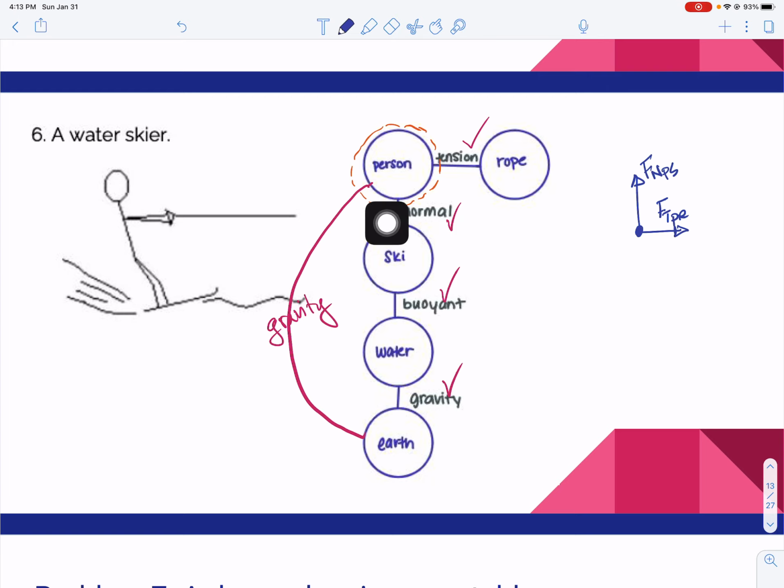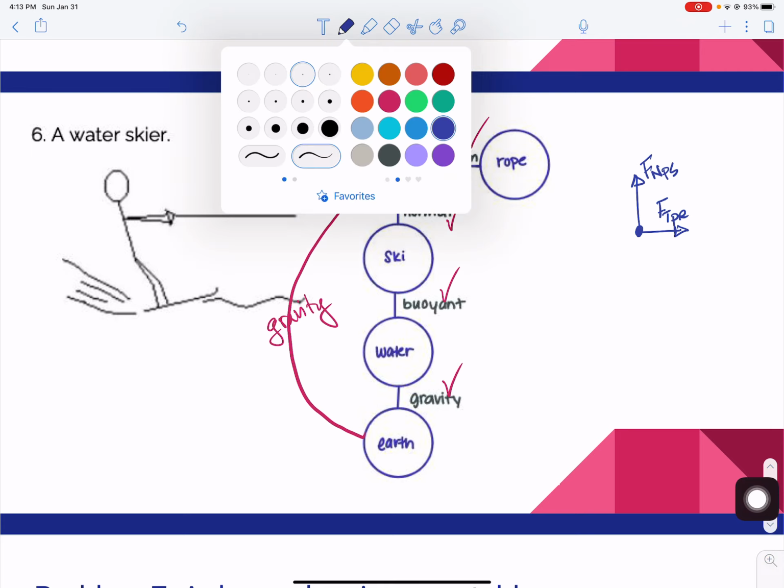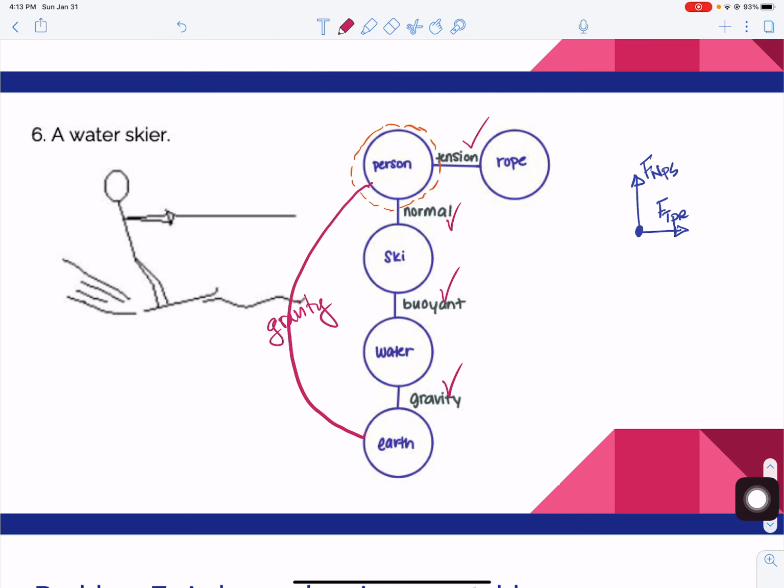Any object has to be connected directly to the object that it's interacting with so that we can put in all the interactions this object is having. And so that's why I have to connect the person to the earth so that we can put the force of gravity or weight on the person by the earth. So I'm not just being picky, it really needs to be there so that our free body diagram is correct.